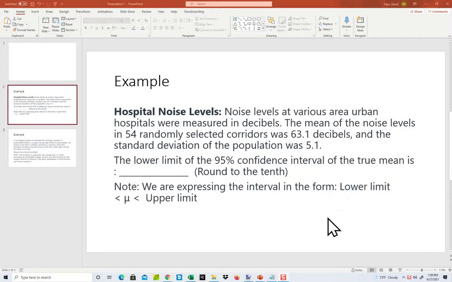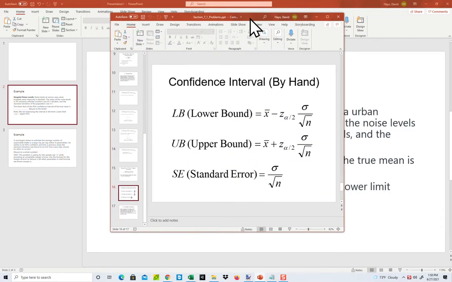Okay, let's take a look at finding the confidence interval for the population mean with sigma given by hand. So our formula we're going to be working with is here, lower bound and upper bound. So lower bound is x bar minus this z alpha divided by 2 times sigma divided by square root of n. And the upper bound is x bar plus this z alpha divided by 2 times sigma divided by square root of n.